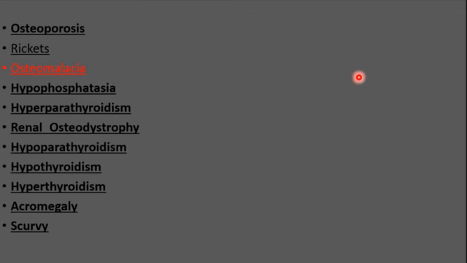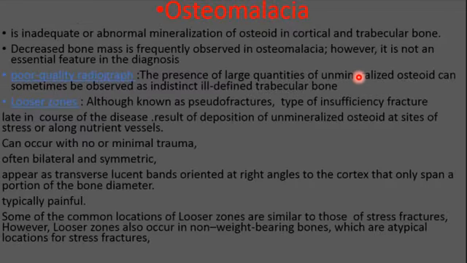We shift to osteomalacia. Osteomalacia is inadequate or abnormal mineralization of osteoid in the cortex and trabecular bone. Decreased bone mass is frequently observed in osteomalacia. However, it is not an essential feature in the diagnosis. Well, it's an essential feature in osteoporosis.